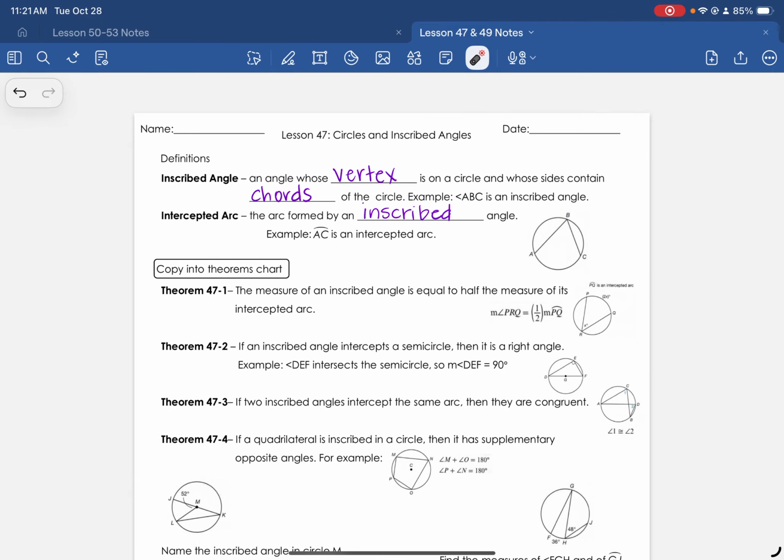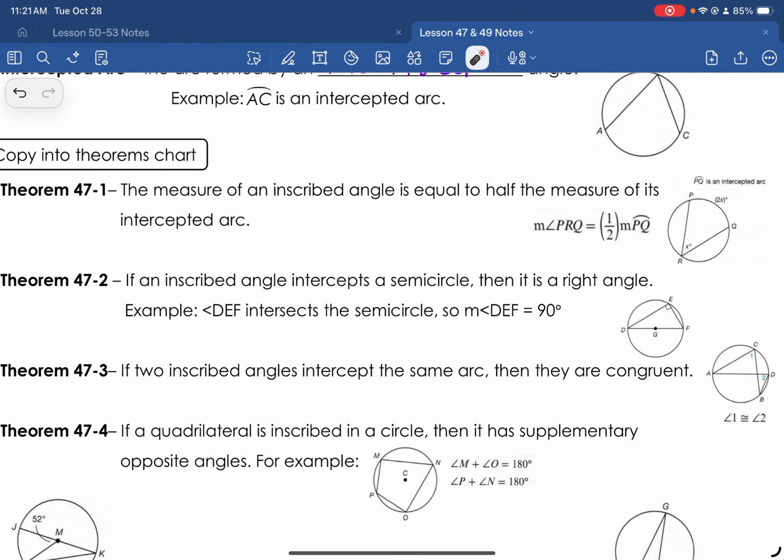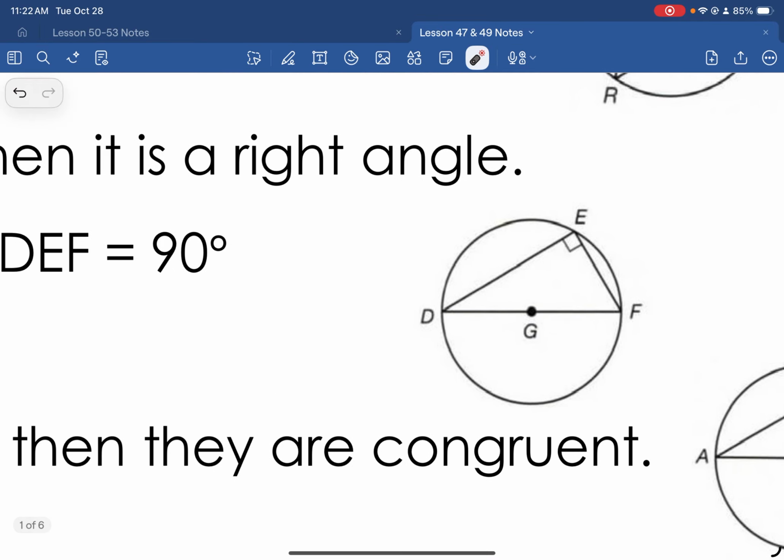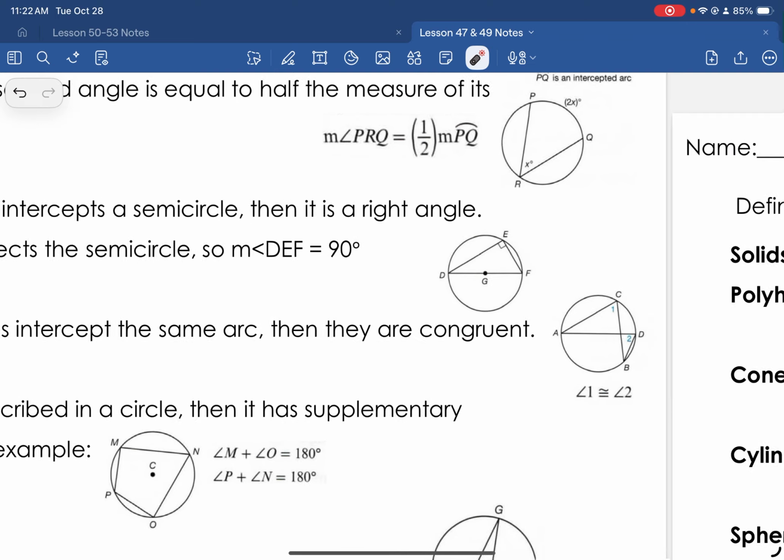Okay. The next theorem, 47.2, says that if an inscribed angle intercepts a semicircle, then it is a right angle, which makes sense, right? Look at this diagram here. Notice how this inscribed angle makes a semicircle, right? Which means if this is 180, and half has to be 90, okay? So if an inscribed angle makes a semicircle, then you know automatically that's 90 degrees.